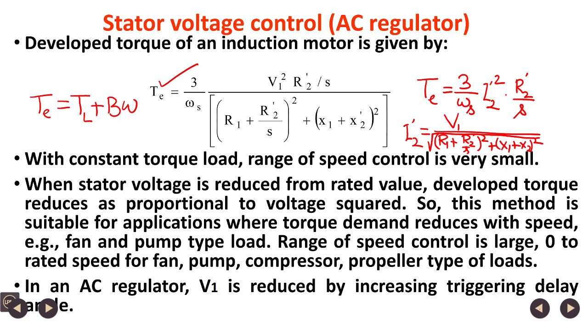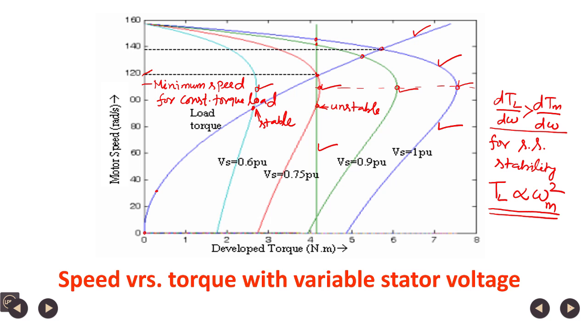In an AC regulator or AC chopper, the applied voltage V1 to the motor is reduced by changing the triggering delay angle. That means, if the triggering angle alpha is increased, V1 reduces. At alpha equal to 0 degree, voltage is maximum, and as alpha is increased, the output RMS voltage reduces in the AC regulator or AC chopper. This is the characteristic we have already discussed.